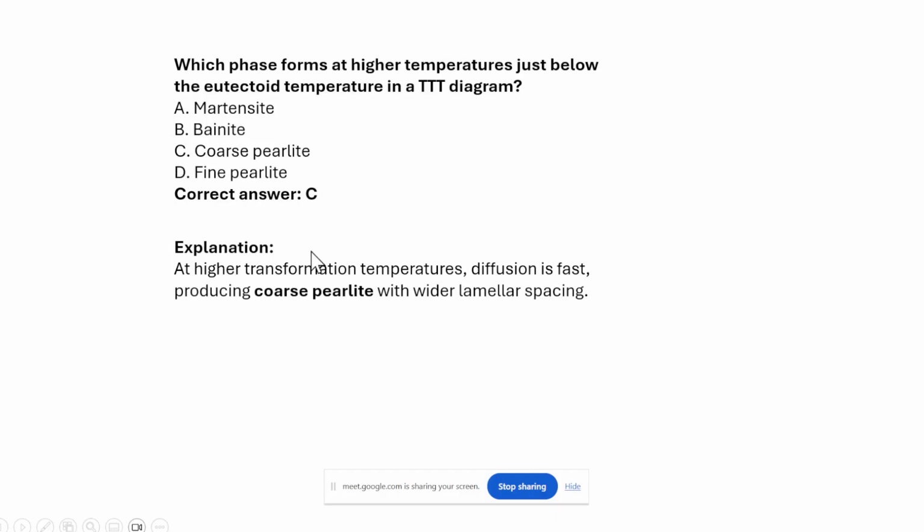Okay. Next, which phase forms at high temperature just below the eutectoid temperature in the TTT diagram? At higher temperature means coarser grains, less nucleation. So which will be the answer? It will be C, because we get coarser grains. There is enough time for the grains to grow, so it will be coarser grains.